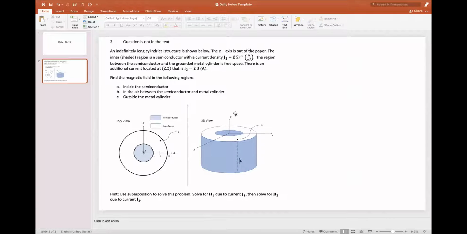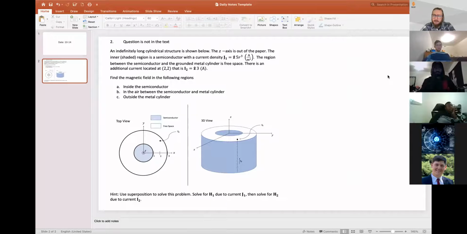Can you all see question 2 in the PowerPoint? All right, perfect. So we have an infinitely long cylindrical structure. The z-axis is out of the paper once again. The inner shaded region is a semiconductor with current density. The region between the semiconductor and the grounded metal cylinder is free space. There's also another line current located at (2,2), and it is also going in and out of the page.